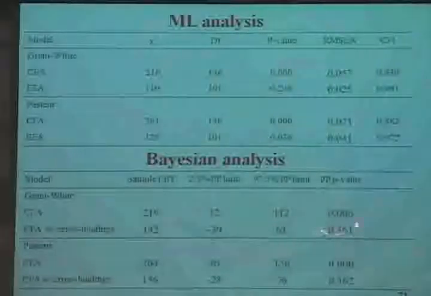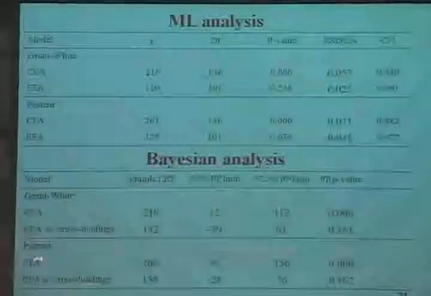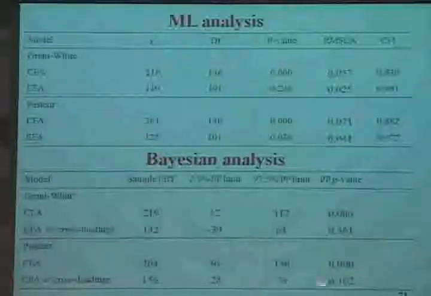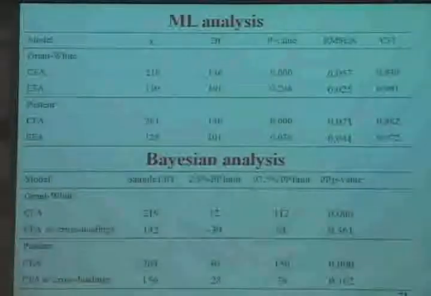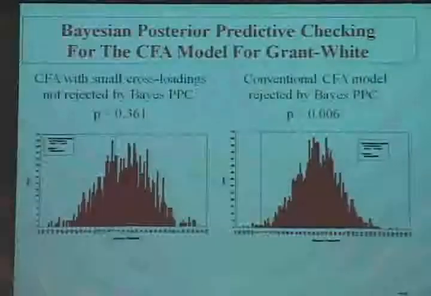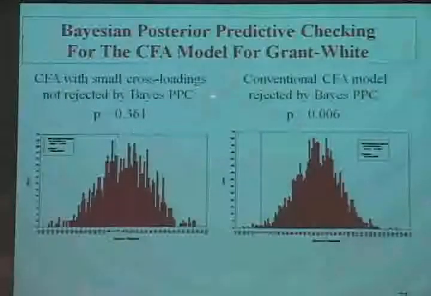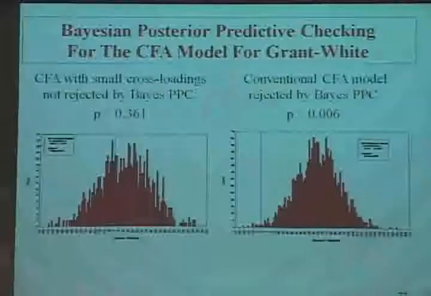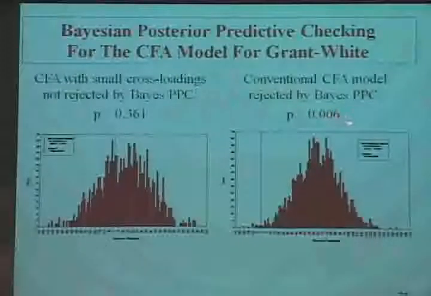That is a model that you can believe in. Same for Pasteur: CFA in Bayes, you reject, just like you did for ML. But with cross loadings, it is quite acceptable. So you look at this. Here is the plot. You see the vertical line somewhere in the middle of the diagram for the CFA with cross loadings, p-value 0.361, as compared to the poorly fitting CFA model with simple structures and exact 0 loadings, where the vertical line sits off center of the distribution.